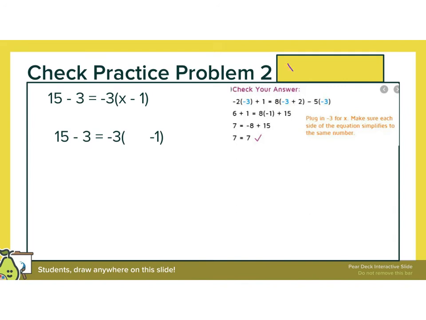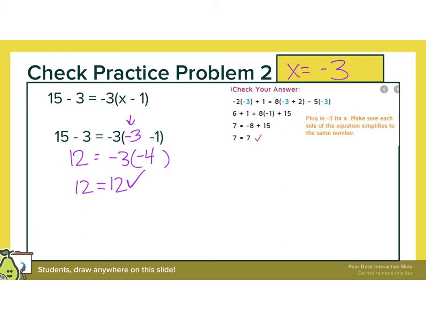Check your work. We got x equals negative 3. I set it up for you. So in the parentheses here, instead of x, I'm going to put a negative 3 in its place. 15 minus 3 is 12. Negative 3 here. Negative 3 minus 1 is negative 4. Bring down the 12. Negative times negative is positive. 3 times 4 is 12. My answer checks out.